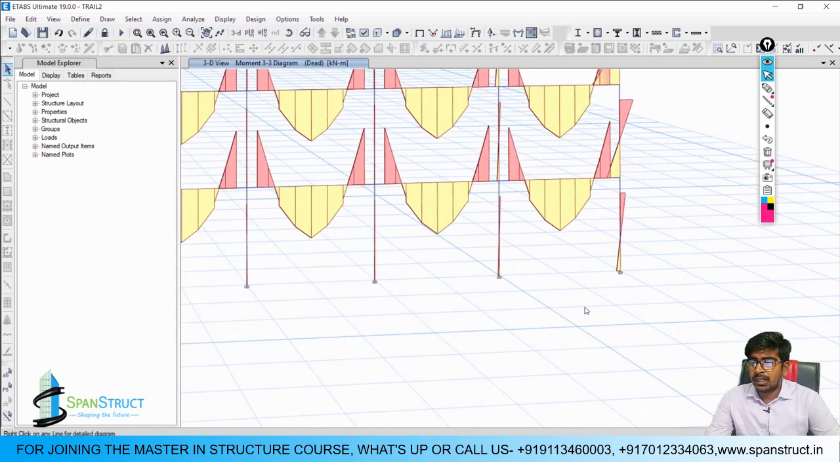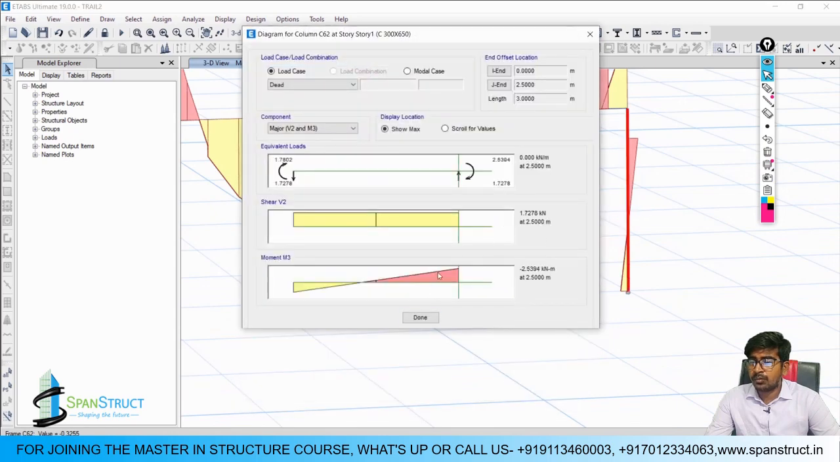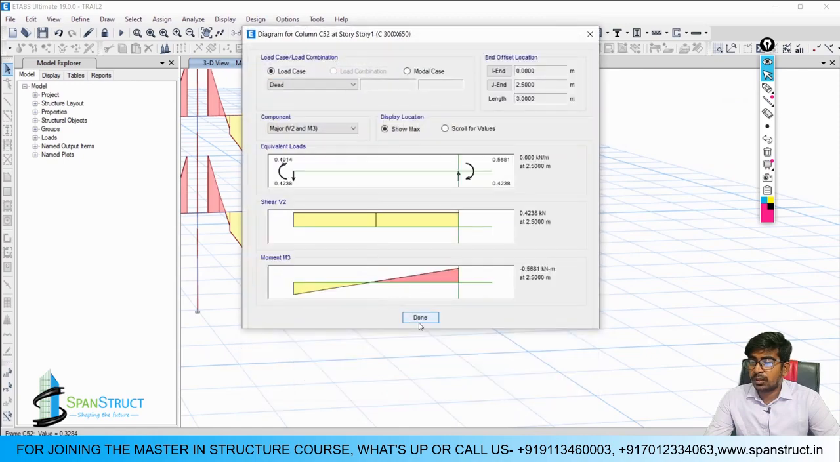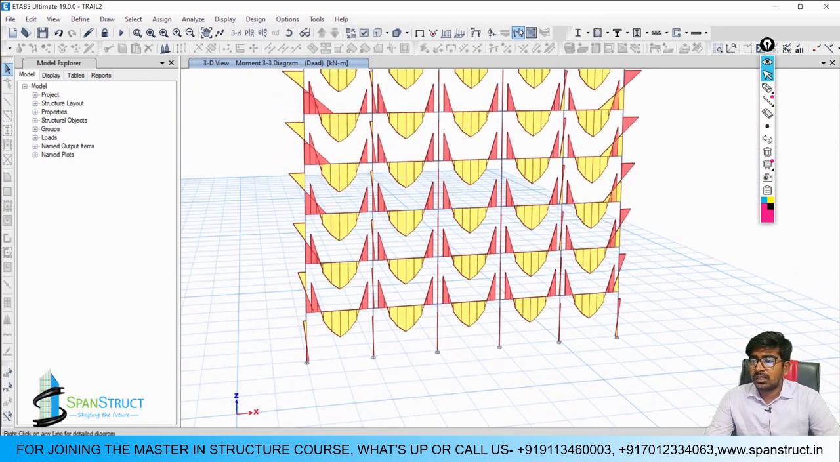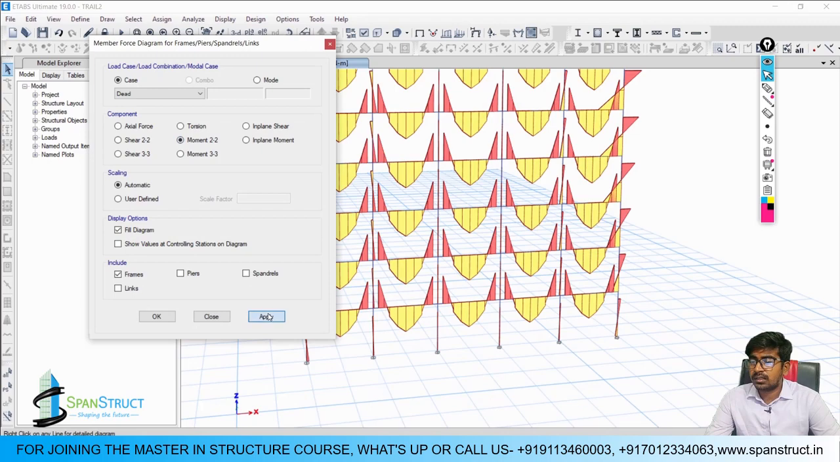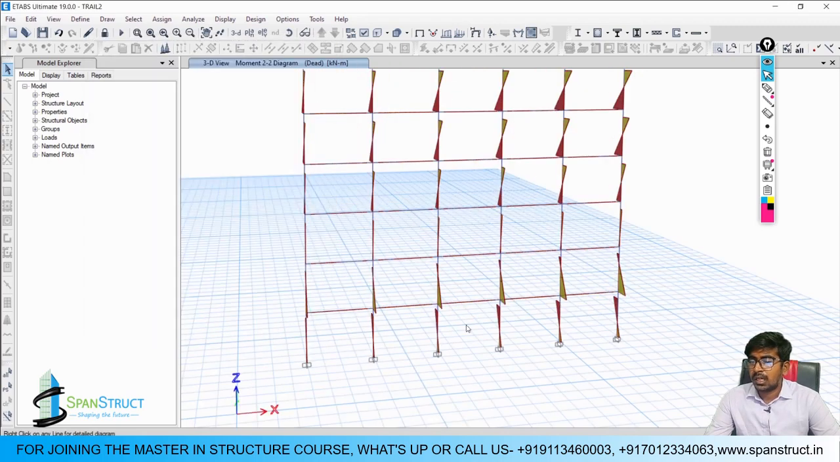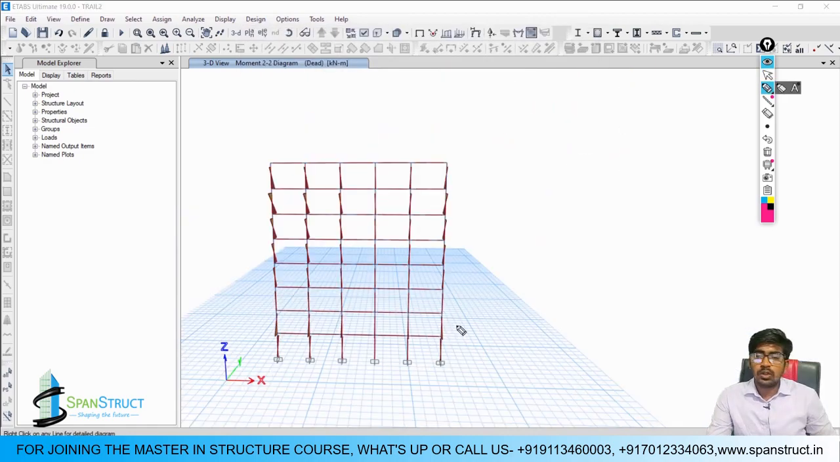So if I look at the bending in the columns, you can find it is coming around 2.5. For this, it is coming very less, 0 point something. It is also very less. Same if I look at the bending in the 2 direction, you can see that this bending in the 2 direction is very less. So if you look at the definition of a perfectly axial column, the moment in both directions should be 0.